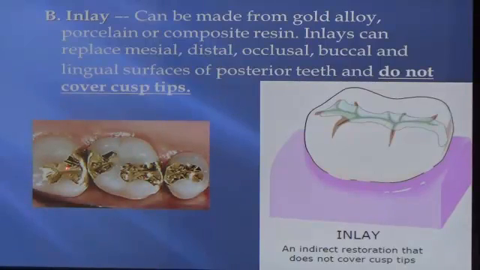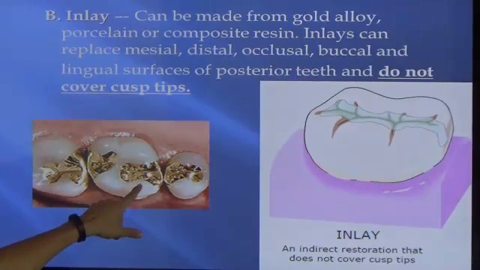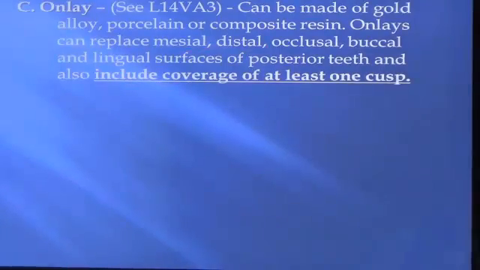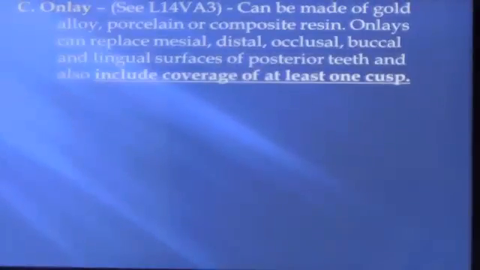Okay. Here, a gold inlay. Here's an MO inlay. It does not cover the cusp. A DO inlay, MO inlay, DO inlay. So you're not going onto the cusp. Once you go over the cusp, and the reason you would go over the cusp is if this cusp is weak and potential to break, then you're going to cover it, and then it becomes an onlay. As soon as you cover that cusp, it's an onlay.